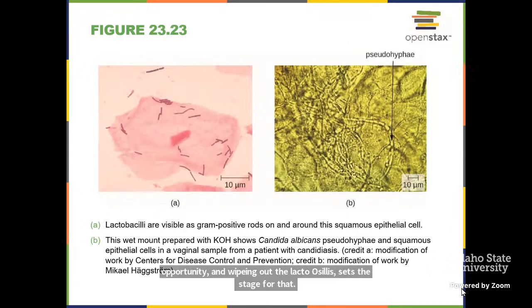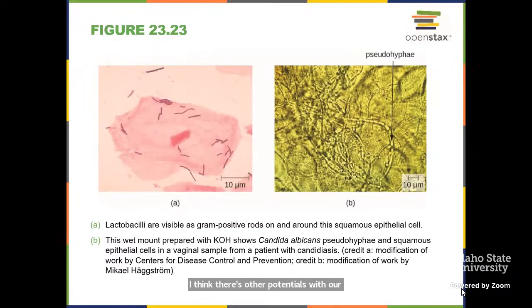I think there are other potentials with our Lactobacillus because in their process of doing some fermentations, they create a more acidic environment, and that becomes inhibitory to other players as well. So not only are they taking up a lot of the space, out-competing things, they're also, in their process of just living, creating an environment that becomes pretty inhospitable to other things. So important to keep the Lactobacillus happy.